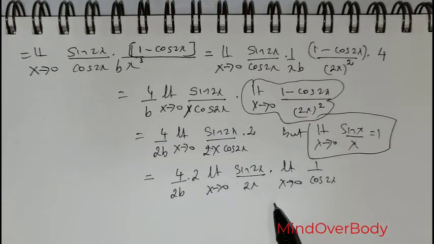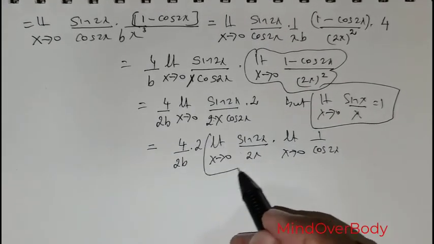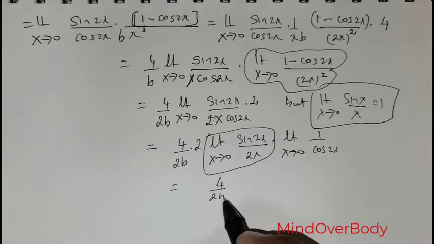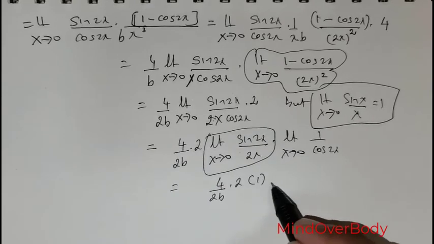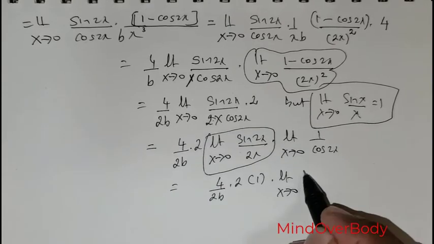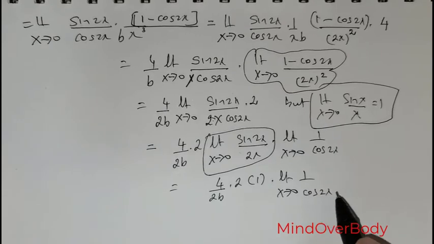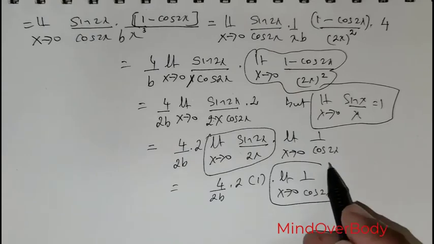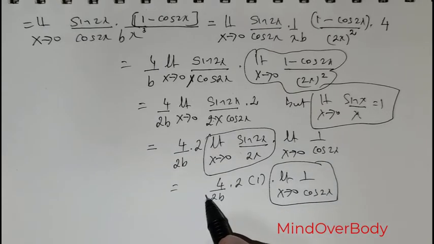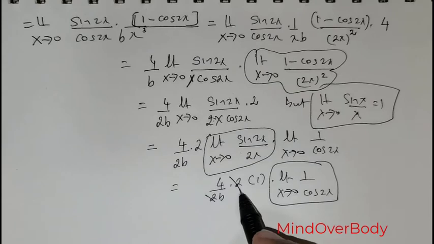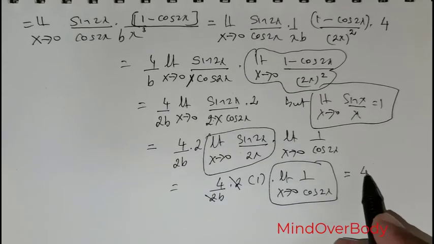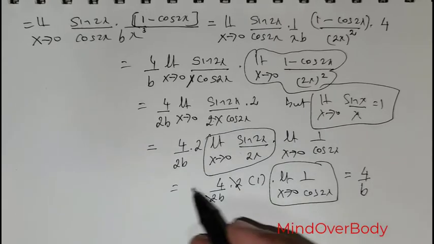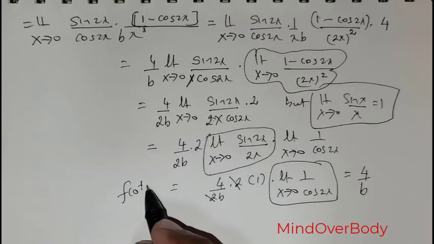Limit of the product is equal to product of the limits. So I can apply the limit here. So this will turn out to be 1. So 4 over 2 times b times 2 times 1 times limit x tending to 0 of 1 over cos 2x. If I were to apply the limits x tending to 0, this one will be equal to 1. So I have a 2 getting cancelled here, giving me 4 over b. So this is what I have got. So what is this? This is nothing but f of 0 plus.